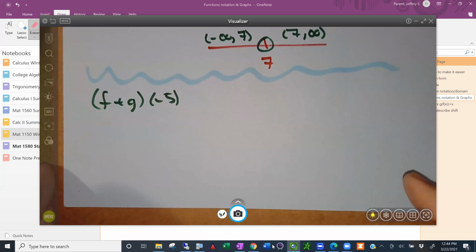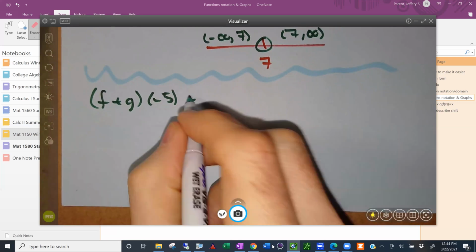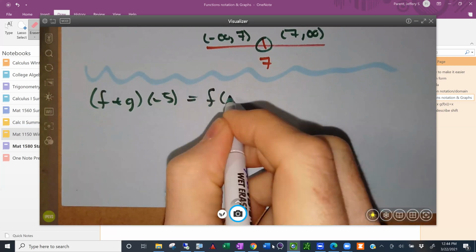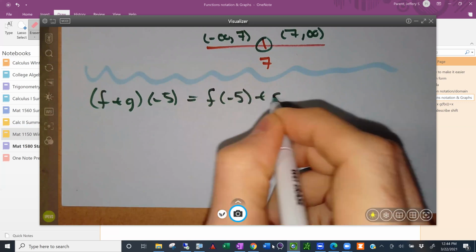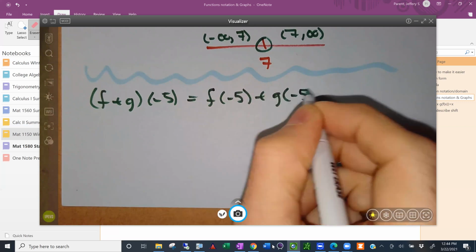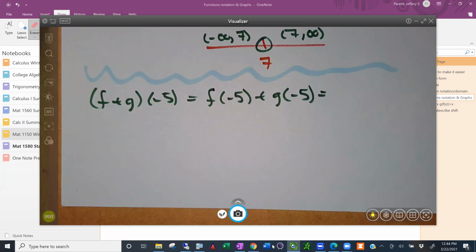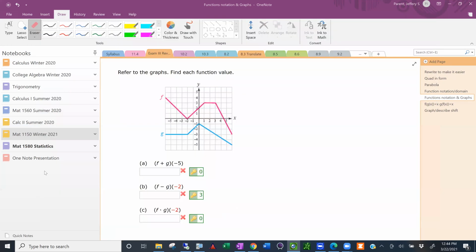So do yourself a favor and unravel this and write it like this. Oh, that's really f of -5 plus g of -5. And now that we've kind of split it up a little bit, now we can look for those values. So I'll start by trying to find f of -5.